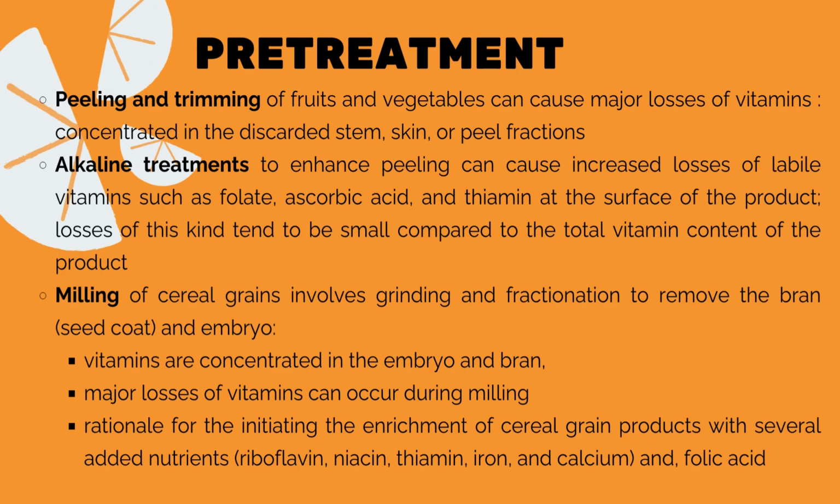Alkaline treatments to enhance peeling can cause increased losses of labile vitamins such as folate, ascorbic acid, and thiamine at the surface of the product. Losses of this kind tend to be small compared to the total vitamin content of the product. Milling of cereal grains involves grinding and fractionation to remove the bran and embryo. Since vitamins are concentrated in the embryo and bran, major losses of vitamins can occur during milling. This becomes the rationale for initiating the enrichment of cereal grain products with several added nutrients and folic acid.